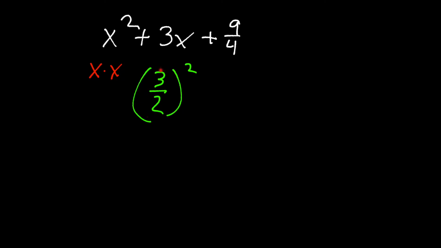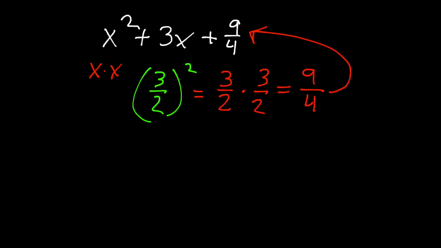Now, 3/2 is 1.5, but I don't want to deal with decimals. I want to keep it as a fraction, so it's not going to divide out to a whole number, so we're going to leave it as the fraction 3/2, and we're going to square this. So 3/2 squared is the same as 3/2 times 3/2. When you multiply fractions, you multiply top times top, so that's 3 times 3, 9, and it's over bottom times bottom, 2 times 2, which is 4. So that is a perfect square trinomial.